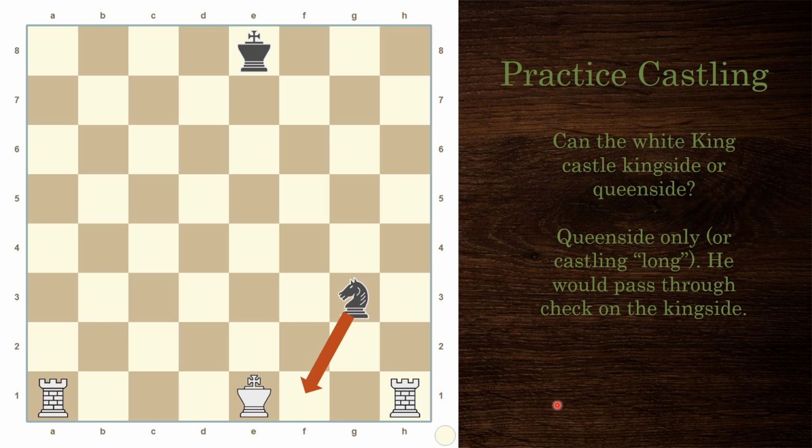Okay, so in this situation, the king can only castle queenside, or sometimes it's called castling long. If he tries to castle on the king side, that's here on the files E through H, he would have to pass through a square that's being attacked by the knight. So we know that's not allowed. He's not currently in danger though, so he's not in check. So he could castle queenside. He could come over here to the C1 square with the rook coming to the D1 square, as long as it's the first time for both of those pieces to move.